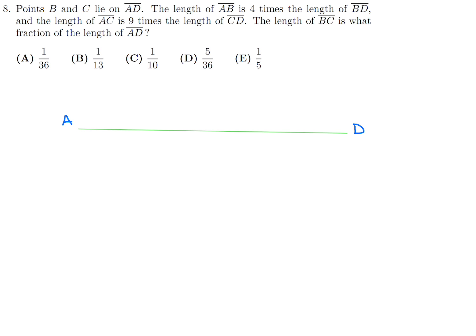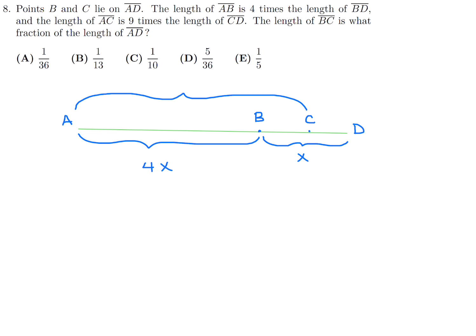And the first thing that they're saying is that somewhere in here there's a B. And AB, the distance from there to there, is 4 times the distance from B to D. So if this is 4x, this has got to be x. Then they're saying that there's a C somewhere, perhaps here, and the length from A to C is 9 times the length from C to D. So if this is 9y, this is y.